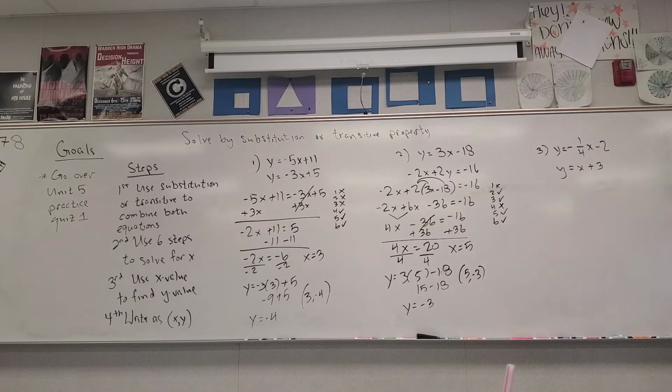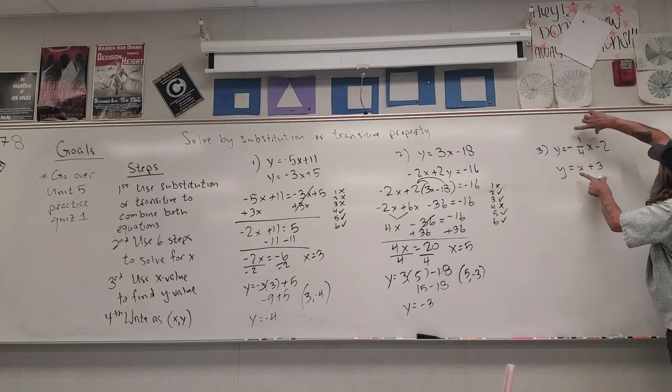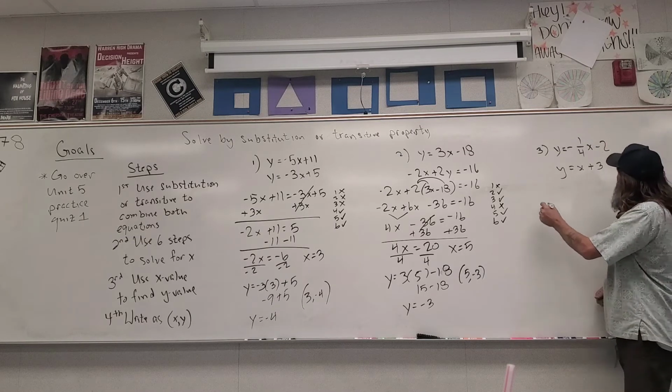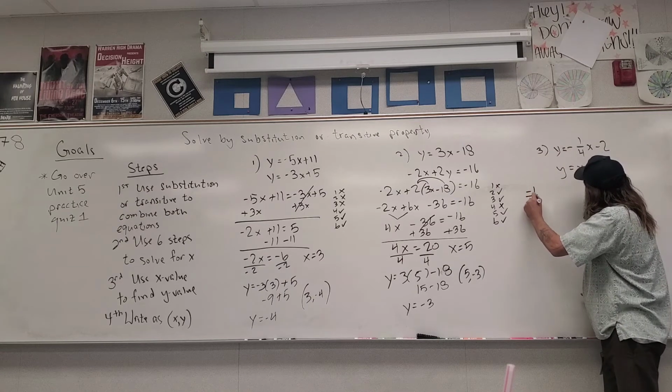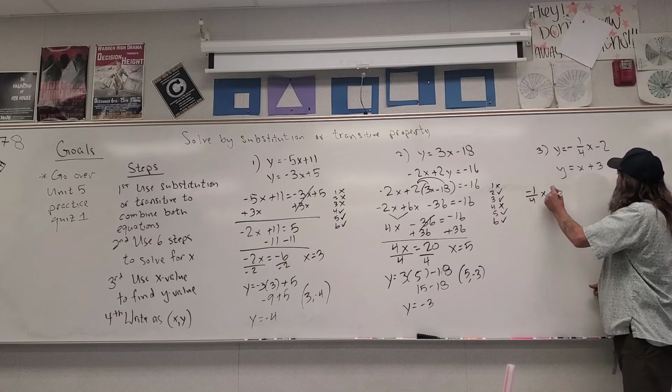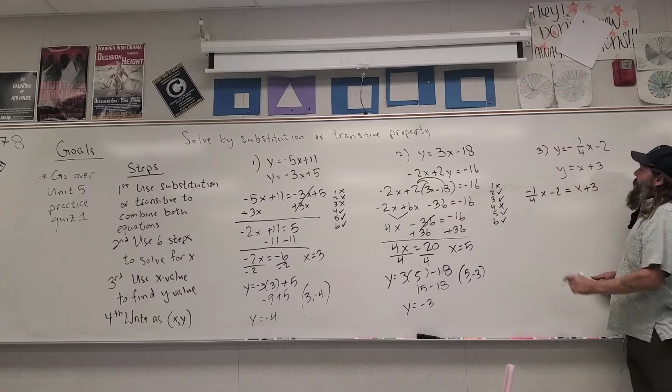Let's move on to problem 3. Problem 3 is transitive, again, because two things are equal to the same thing, so therefore these two things themselves must be equal. So my equation is going to become, and I'm going to put the negative with the numerator, negative 1 over 4 x minus 2 equals x plus 3.